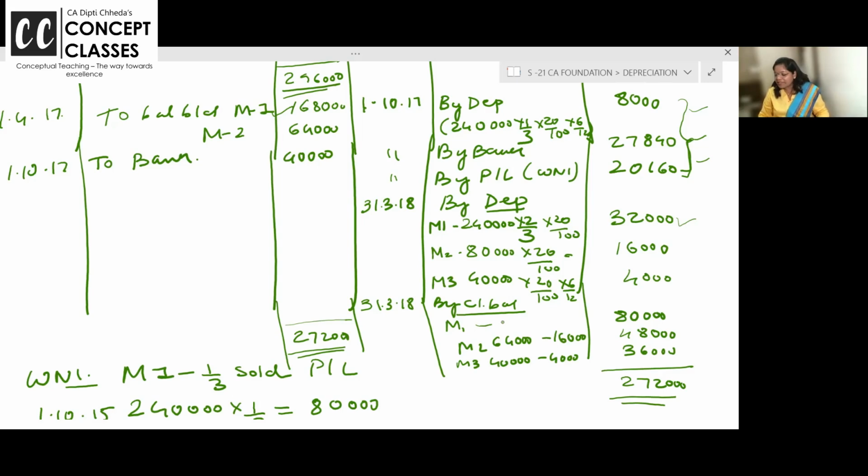What is the speciality of charging depreciation as per SLM method? Yes, what is happening? That depreciation you are charging on the original cost, 2,40,000 only for the last 3 years. Clear?